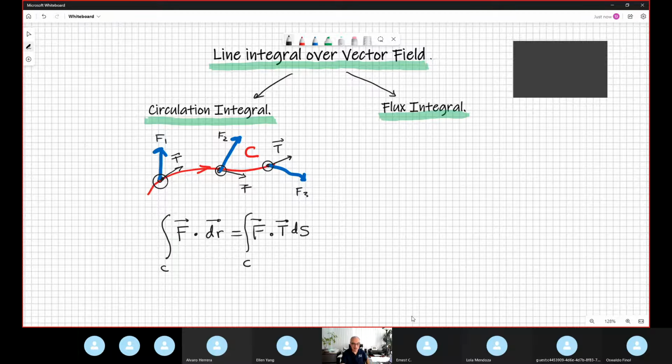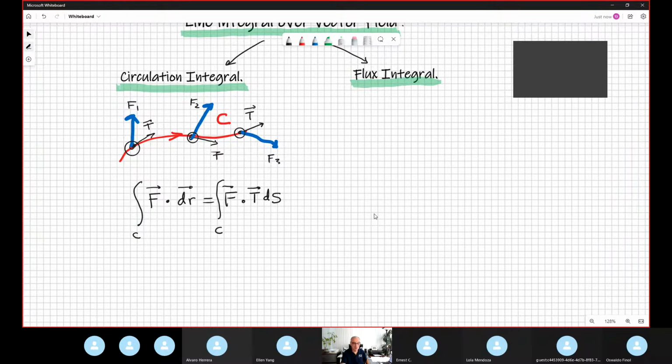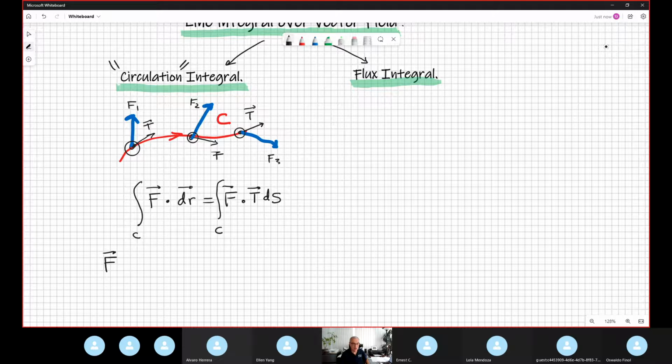And the specific example, of course, the vector field is not necessarily like that. This is circulation. It is a mathematical operation. Now, in physics, I try to understand the physical meaning. And in the specific example, the vector field is a force.